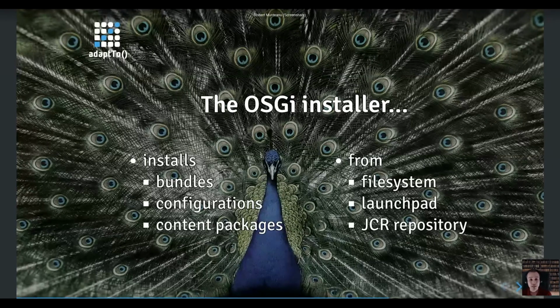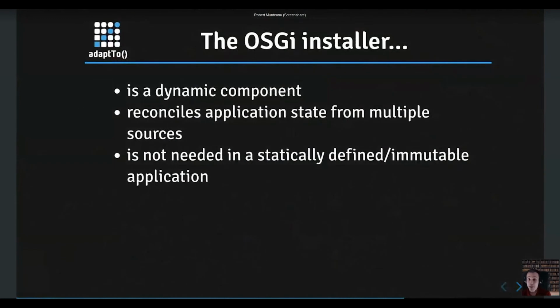And the OSGi installer is, in a sense, like a creature with many eyes. It can watch multiple sources for various artifacts, bundles, configurations, content packages, extensible, and it looks in the file system, in the Launchpad provider, in the JCR repository, and then acts based on the resources that it found. And obviously, it's a dynamic component. It's sort of a reconciler. It takes defined input sources and transforms the application state to be in accordance with those multiple sources.